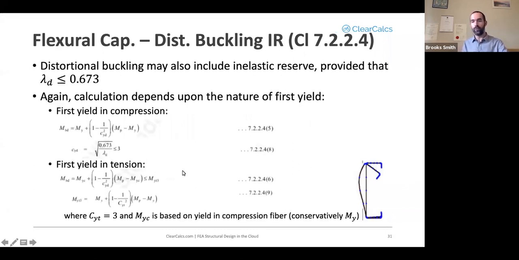But again, you also have inelastic reserve you can make use of for distortional buckling if your lambda sub D, your distortional slenderness factor, is less than 0.673. And again, it also depends upon the nature of the first yield. If it's in compression or if it's simultaneous, you use the first equations here. If it's in tension, you use the second equations here. And same thing with M sub YC versus MY.